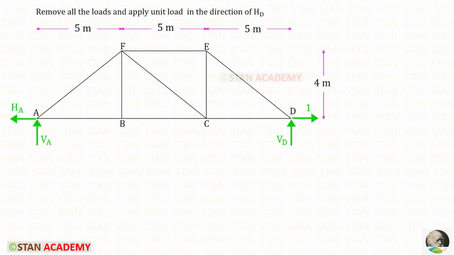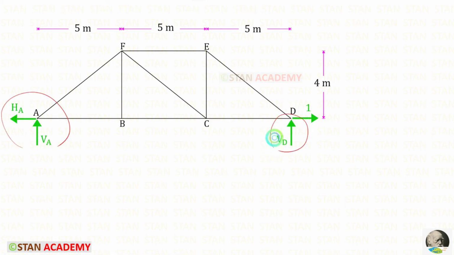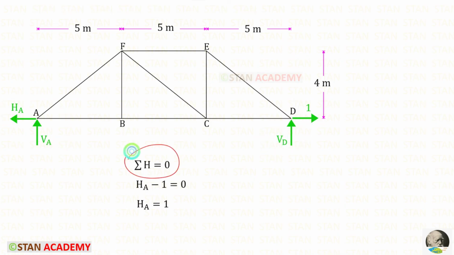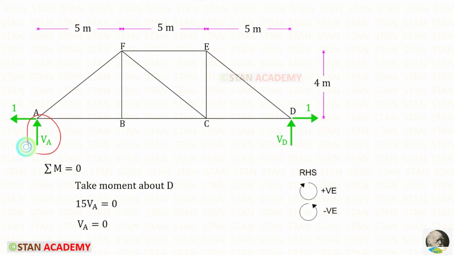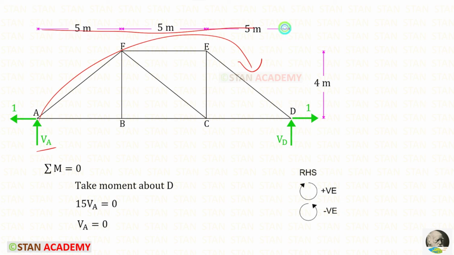I have applied unit load in the direction of HD. We need to find these three reactions. By applying this rule, for HA, we will get 1. To find VA, we can take a moment about D. VA is acting in the clockwise direction, so it will be positive, and the distance is 15, so 15 VA.